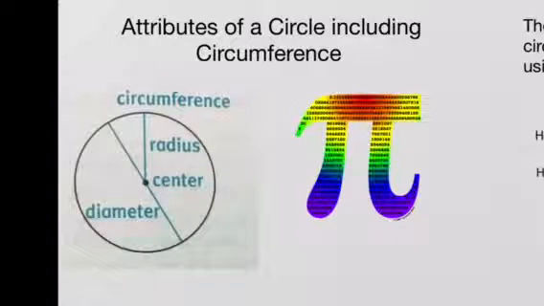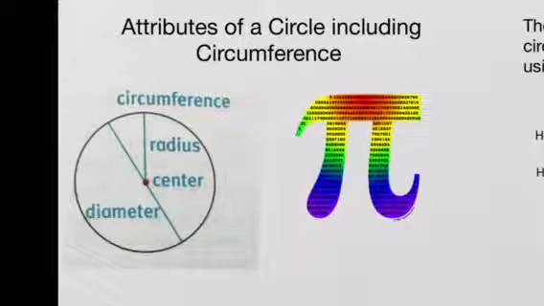Today we will be looking at attributes of a circle, including circumference. Now, a circle is a set of points on the same plane that are an equal distance from the center. So in the middle we have the center, and if you notice, no matter which direction you extend a line segment to the outside edge, it is the same distance.